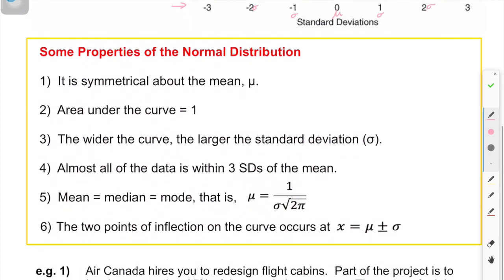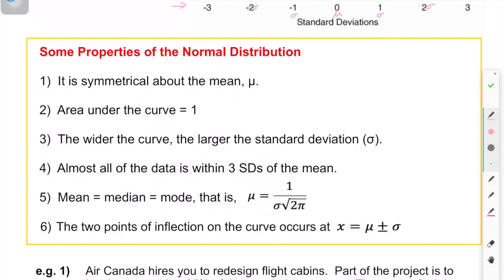So now let us look at some properties of the normal distribution. So first of all, you should recognize that it is symmetrical about the mean mu at the center where the peak is. Since this is a probability distribution, the area under the curve must be 1. Number 3, the wider the curve, the larger the standard deviation sigma. Does this make sense to you? What does the standard deviation measure? Spread, right? So of course, if that number is bigger, then it will cause a bigger range or domain, put it this way, for your random variable. That means that the curve should be wider.